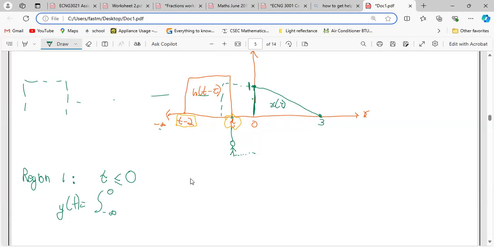So h at t minus tau, all of it will just be 0. So no overlap. You could just put no overlap if you want to, but you could just go along. So it has no overlap. So the convolution will be 0.